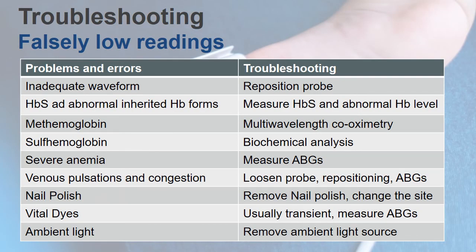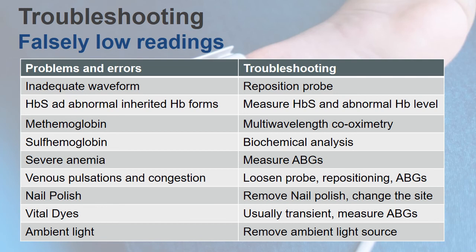Now we have got falsely low readings, and they can be due to inadequate waveform. We have discussed the problems. If we have sickle hemoglobinemia, we measure the sickle cell hemoglobin and the other abnormal hemoglobin levels. Methemoglobin, sulfhemoglobin, we have discussed them in detail. And for severe anemia, we have to go for an ABG and of course a CBC with the hematocrit. Then we have venous pulsations or congestion. We have to loosen up the probe, reposition, and get an ABG.